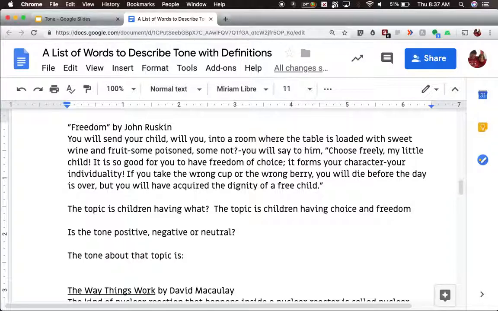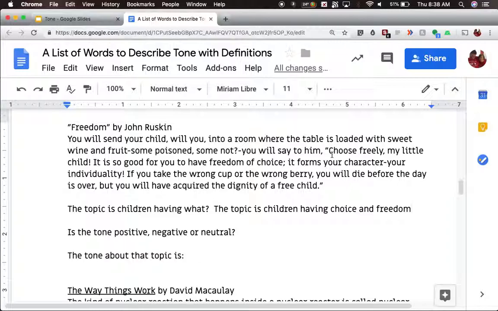Is the tone positive, negative, or neutral? Now, I think there is a little bit of a discord here. He says one thing, but I don't know if that's what he really means. Because he says here, if you take the wrong cup or the wrong berry, you will die before the day is over, but you will have acquired the dignity of a free child. So basically it's saying you can choose stuff, and if you take the wrong cup or the wrong berry, you will die before the day is over, but you will be a free child.